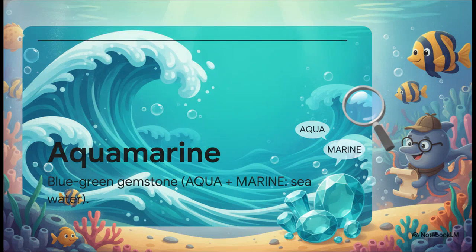Oh, here's a really beautiful one. Aquamarine. AQUA means water, and marine means sea. If we smash those together, it literally translates to sea water. And if you've actually seen an aquamarine gemstone in person, you know it perfectly captures that stunning, sparkling blue-green color of ocean water. Hit the nail on the head with that naming, right?